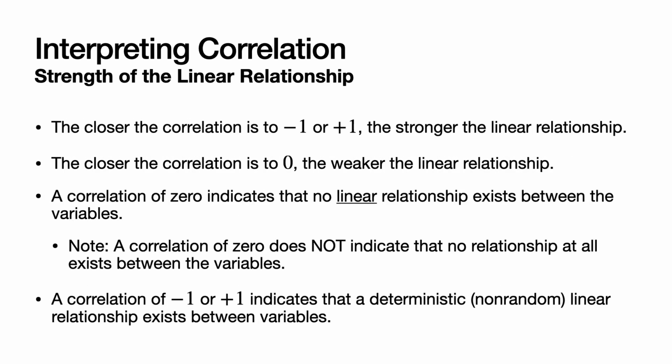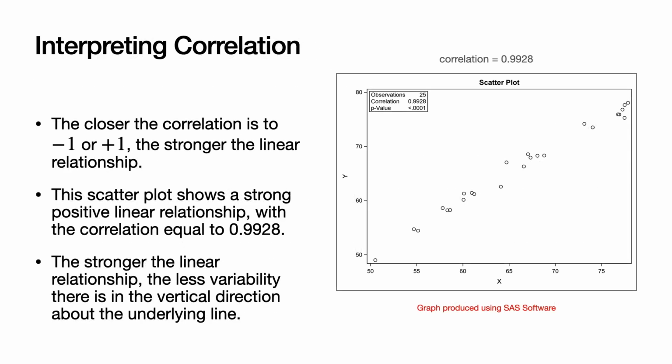Now, the closer the correlation is to -1 or +1, the stronger the linear relationship. On the other hand, the closer the correlation is to 0, the weaker the linear relationship. A correlation of 0 indicates that no linear relationship exists between the variables. Now, note, and this is important, a correlation of 0 does not indicate that no relationship at all exists between the variables. It is only telling us that no linear relationship exists between the variables. And then finally, a correlation of -1 or +1 indicates that a deterministic, a non-random linear relationship exists between the variables. So let's look at a few examples.